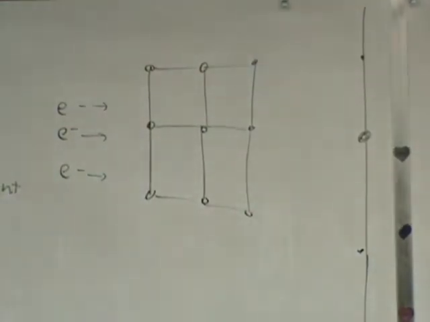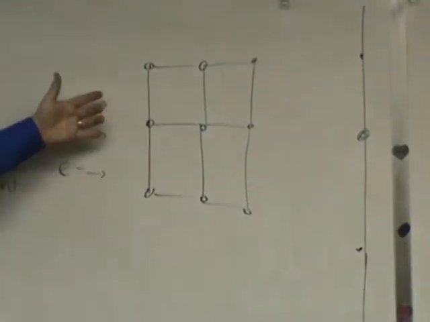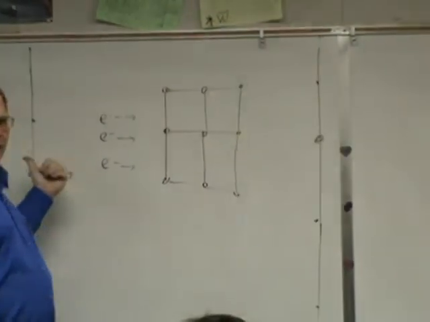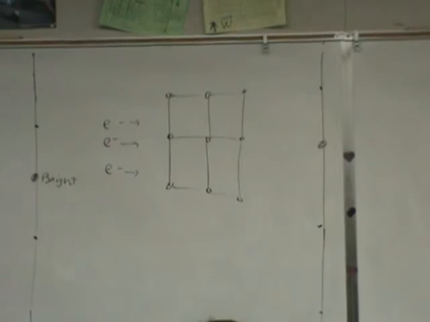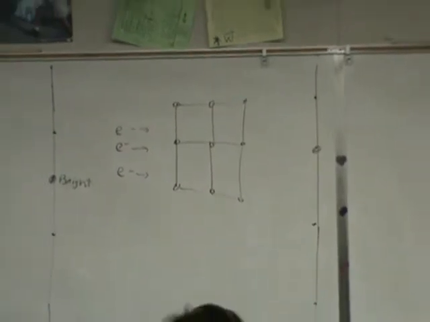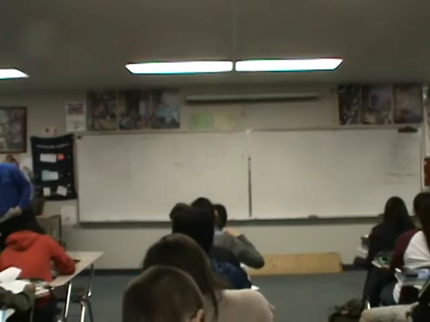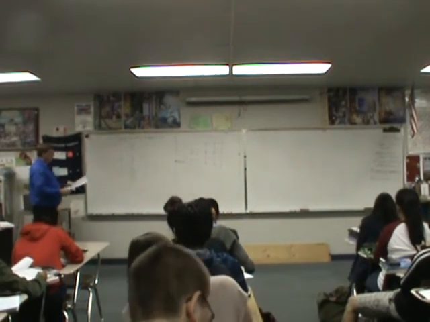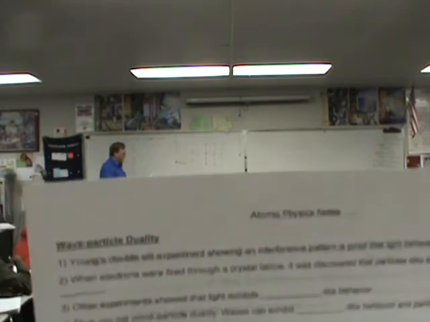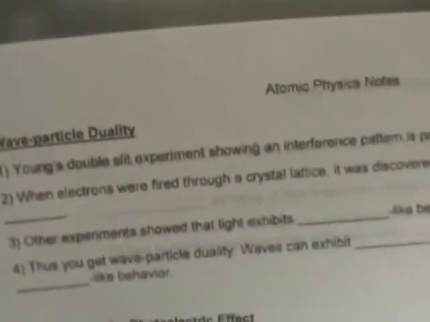And so people start thinking, wait, can particles behave like waves? Can waves behave like particles? And that's something called wave-particle duality. In fact, please look at your little sheet. Look at number 1. Young's double slit experiment showing an interference pattern is proof that light behaves like what? Waves. Please put that in there.